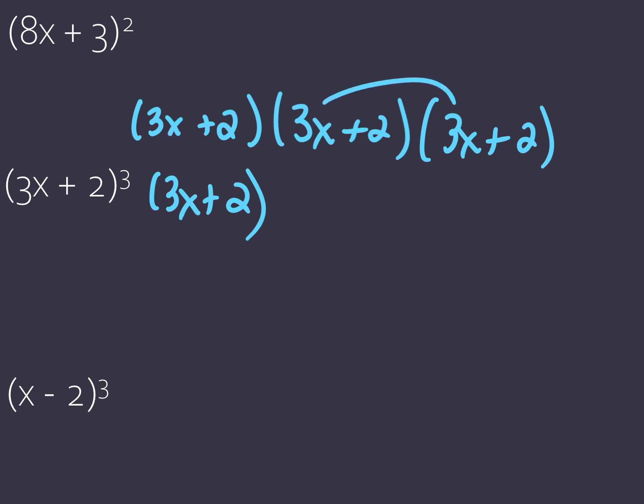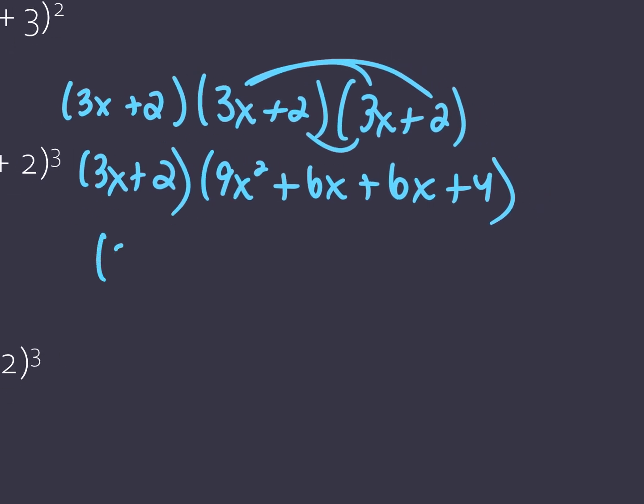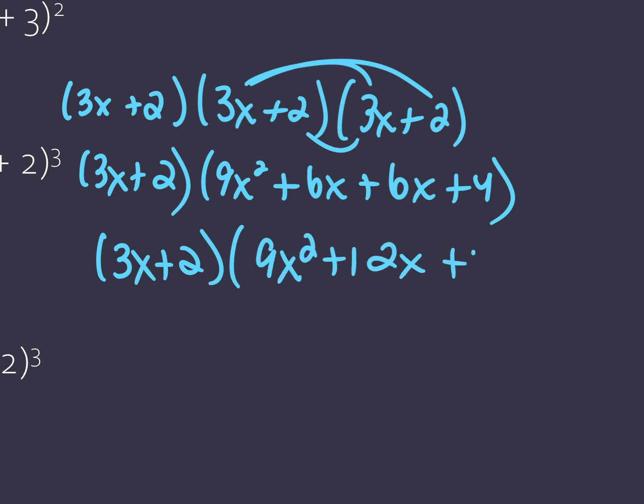What's 3 times 3? So I have 9x squared, 3x and 2, plus 6x, 2 and 3x, plus 6x, 2 times 2, 4. Now, if you notice the special pattern, you could have said it's going to be 9x squared plus 12x plus 4. If you notice the pattern. If you don't, again, no big deal. So I have 3x plus 2 out in front, and then here I have 9x squared plus 12x plus 4.